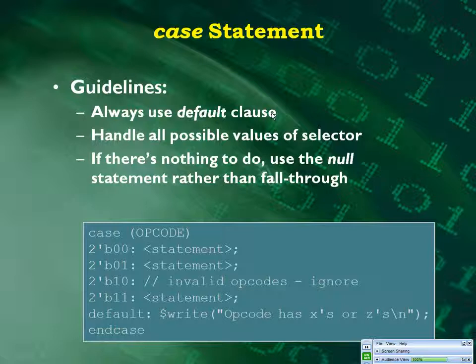One of my guidelines in using case statements is always put in a default clause to handle all the possible values that might come up. So if there's nothing to do, use a null statement rather than fall through. In this case, we listed all the values plus a default. Why would I have a default here if it's a 2-bit wide value and I've covered all of the 0, 1, 2, and 3? Well, you might have X's or Z's. So that's why you'd throw the default in there.